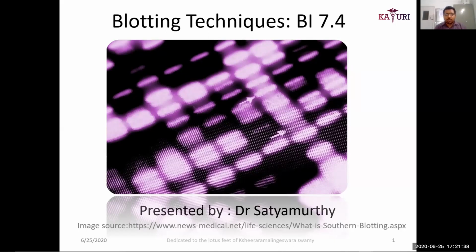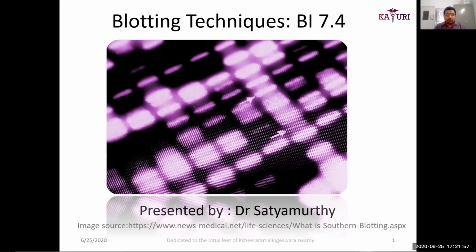And coming to the session, we'll have that session on blotting techniques. As per the MCI competency table for the first year UG curriculum, new curriculum design, it is biochemistry 7.4. The competency is 7.4, including molecular biology and everything. In that, blotting techniques is a small part.